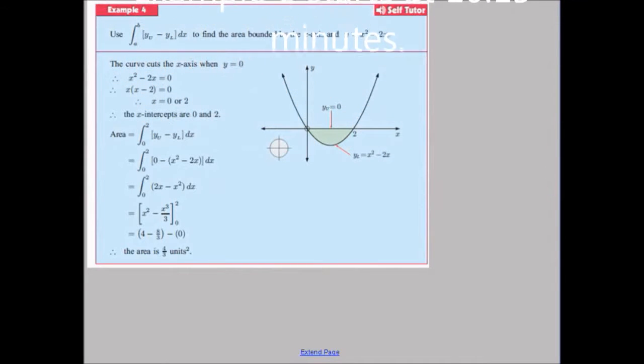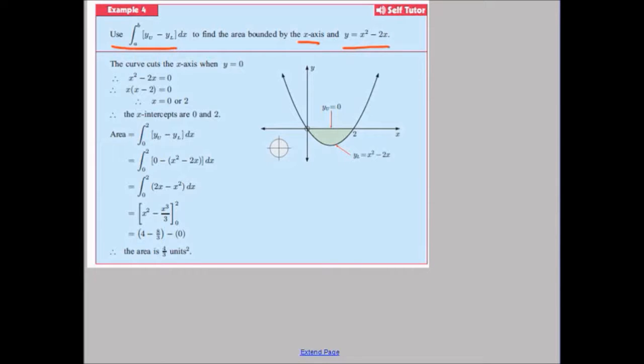So let's look at an example. Use this formula to find the area bounded by the x-axis and y equals x squared, subtract 2x. So good idea to know what that graph looks like. And here we go. Even though I've copied the solution there, I'm going to work through it step by step on my own so you can see lots of steps in there and understand the steps.